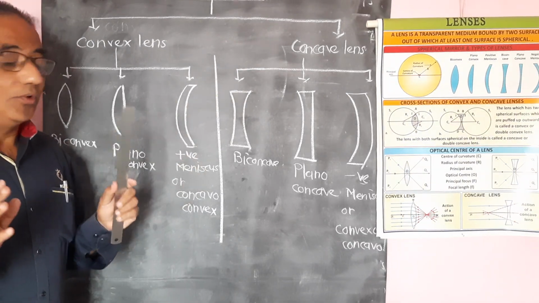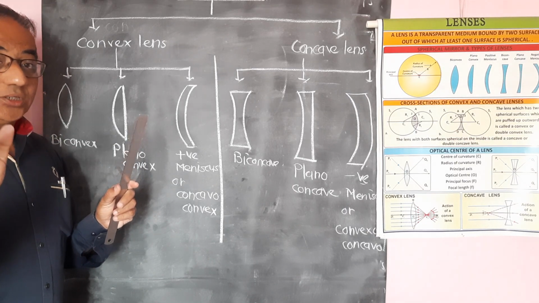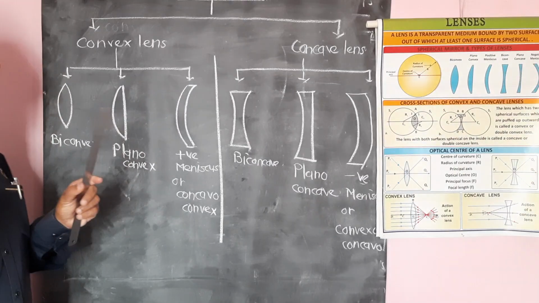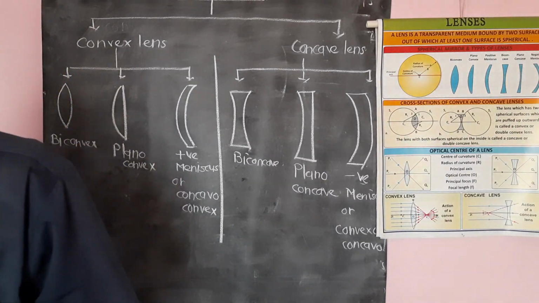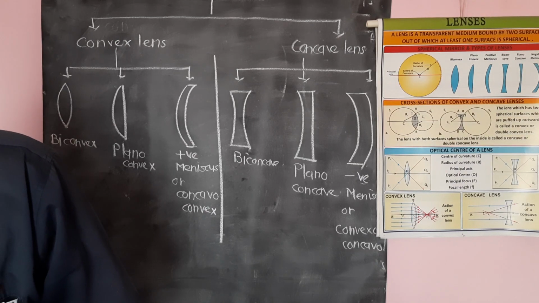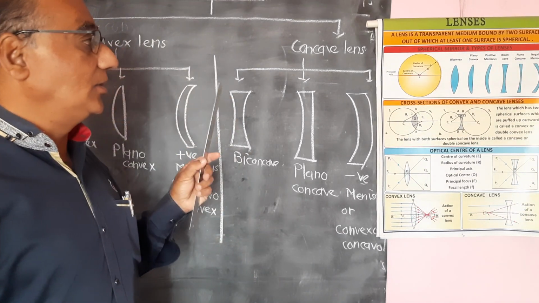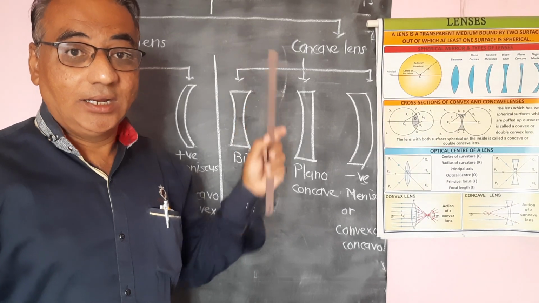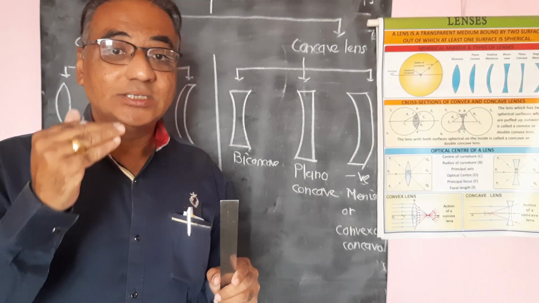Now here we have completed the first topic of this chapter. What is meant by lens? What are the two types of lens? That is, the convex lens and the concave lens. Right? Now we are going to see the different terms related to lenses. Those terms we will study in the second lecture.